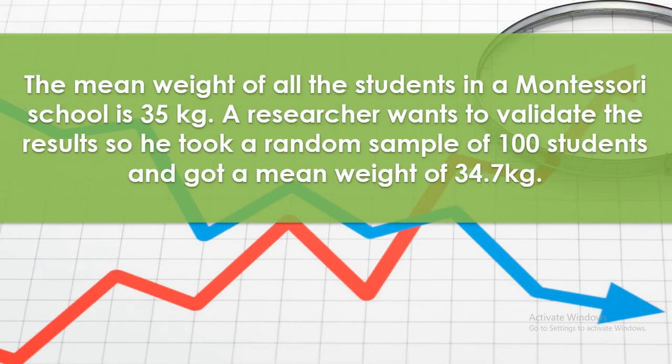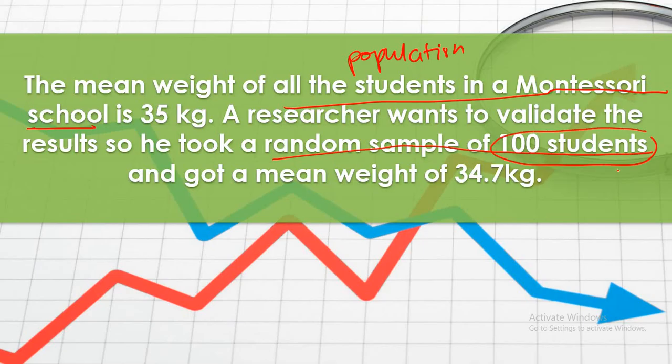Another one. The mean weight of all students in a Montessori school is 35 kilograms. A researcher wants to validate the results, so he took a random sample of 100 students and got a mean weight of 34.7 kilograms. So we are talking here about all students in a Montessori school. So this will be our population. From the population, how many samples were taken? A random sample of 100 students was taken. So this is obviously our sample.